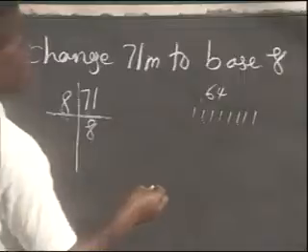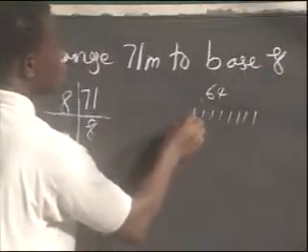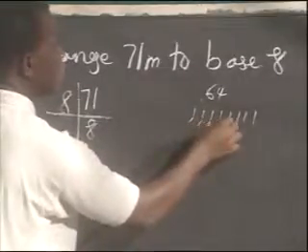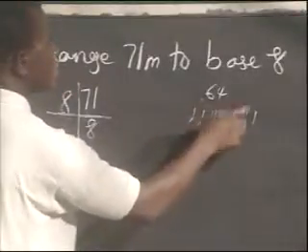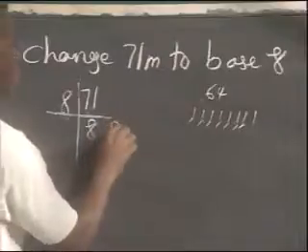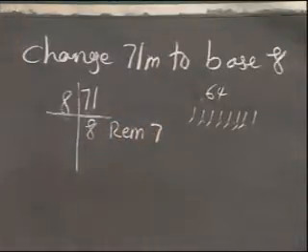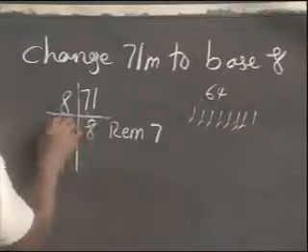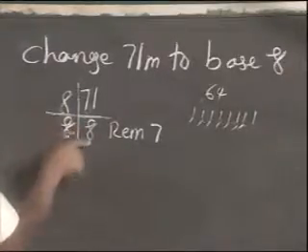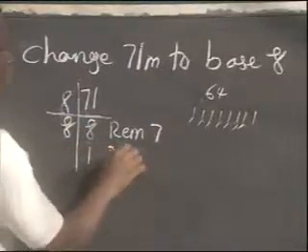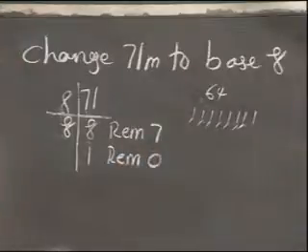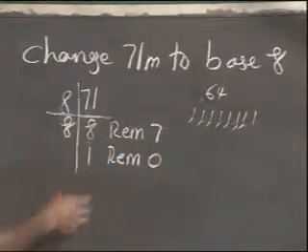And what will remain to get 71? 64, 65, 66, 67, 68, 69, 70, 71. We are left with 1, 2, 3, 4, 5, 6, 7. So you now put remainder 7. Can you see that? Then we say 8 in 8 is 1. Remainder 0.